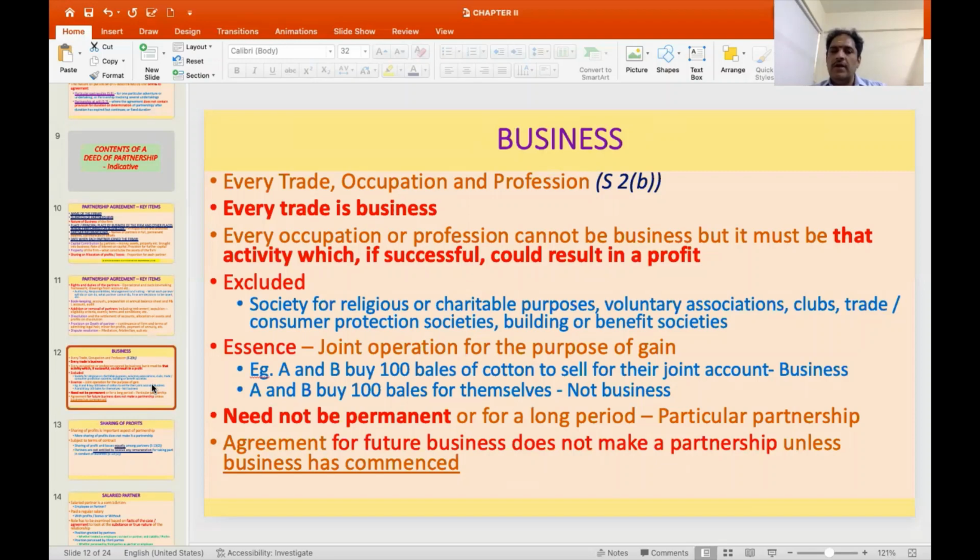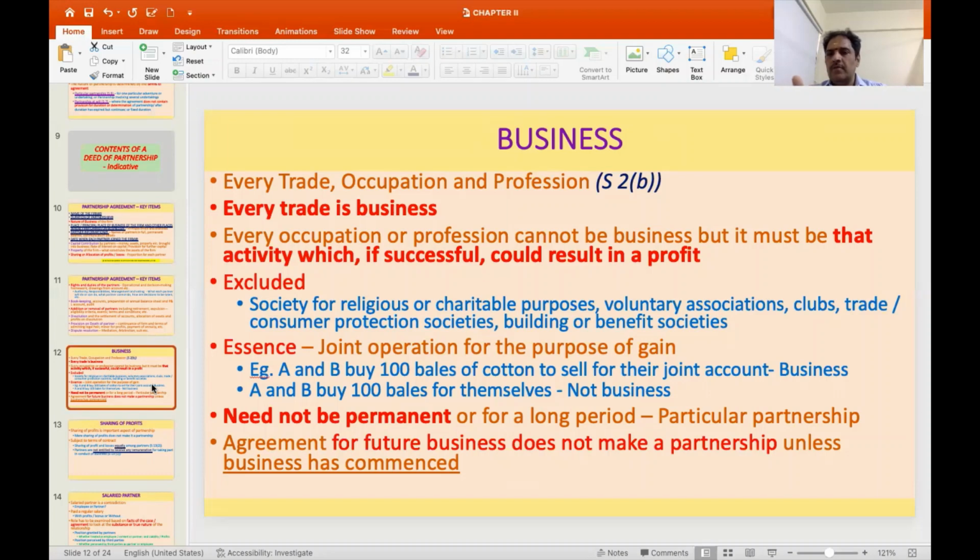So societies for religious activities or charitable purposes, voluntary associations or clubs, or trade or consumer protection societies, then building or benefit societies, which are basically for mutual benefit, these don't qualify to be businesses for the purpose of a partnership firm. Then the essence is people coming together for the purpose of gain. For example, if A and B buy 100 bales of cotton to sell it on their joint account for earning a profit, it becomes business. If they buy cotton for the purpose of their own consumption, then that does not constitute any business. And profit is the essential aspect of any business operation.